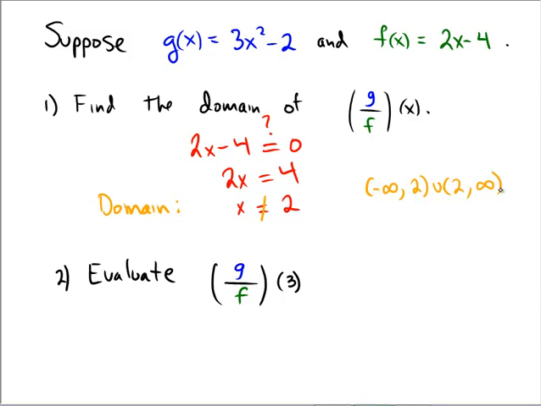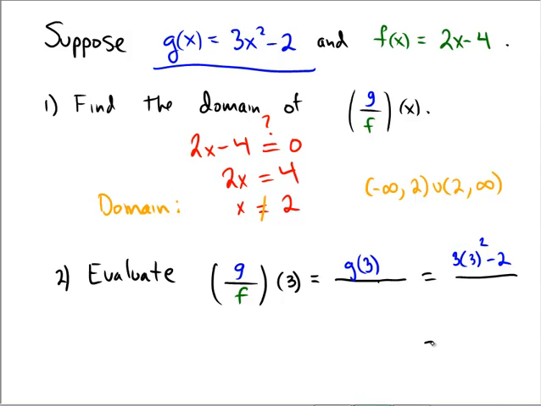Now, let's evaluate g over f of 3. Okay, put an extra couple lines in here because we know where it's going to go. So in the numerator, we need g of 3. When we replace x with 3 in this expression, we get 3 multiplied by 3 squared minus 2. And that, of course, would come out to become 9 times 3 is 27 minus 2. That would be 25.